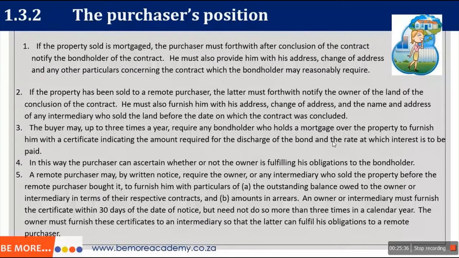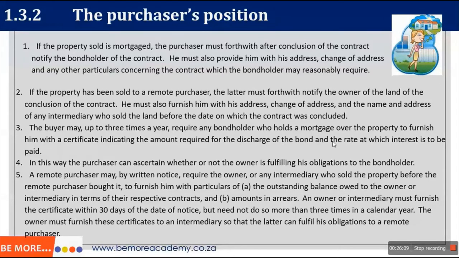The buyer may, up to 3 times a year, require any bondholder who holds a mortgage of the property to furnish him a certificate indicating the amount required for the discharge. Lately, we just ask for the statements. I think the bank's statements are very clear and up to date on what is the outstanding amount, and then you can get the difference between what they told the registrar of the bond attorney, what is the outstanding.